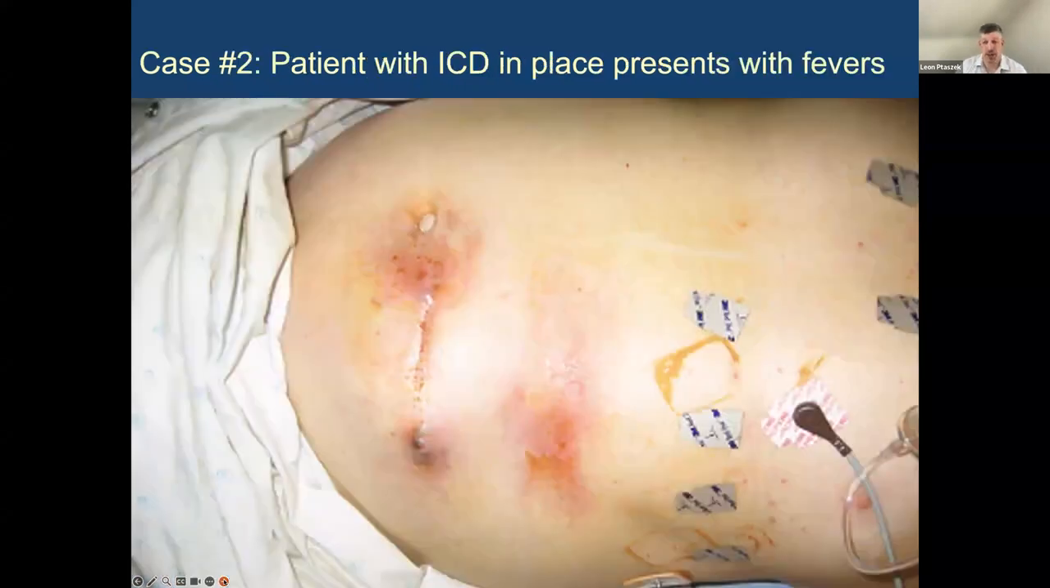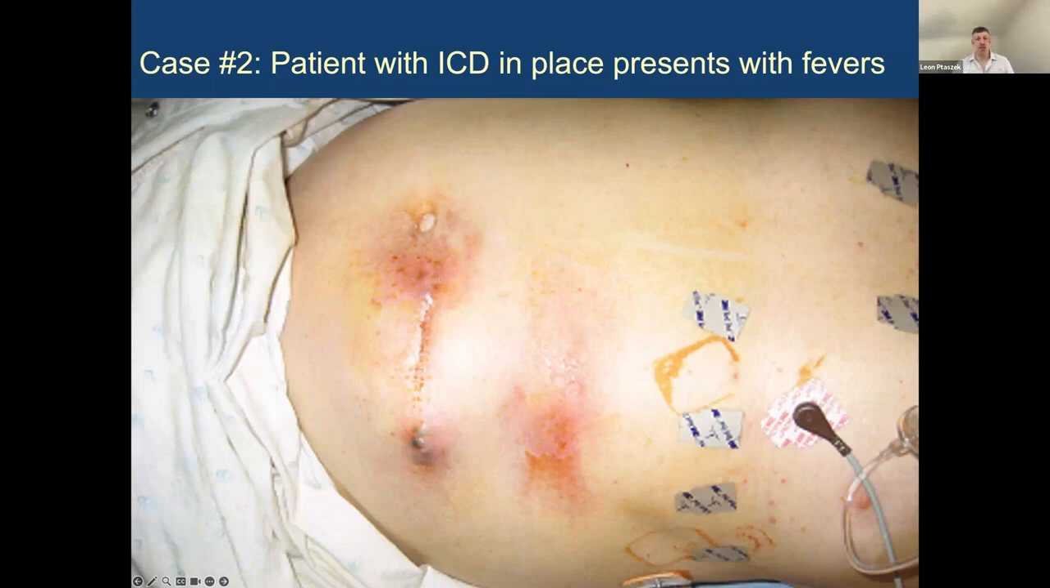Another thing to be very mindful of in patients is the possibility of device infection. Now, here's a person with an insertion for a pulse generator with a lot of redness around the site in multiple locations. And here's a little spot even where it looks like there's a tract, a communication tract between the pocket and the surface.